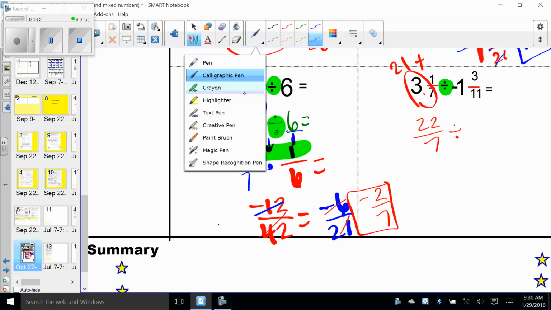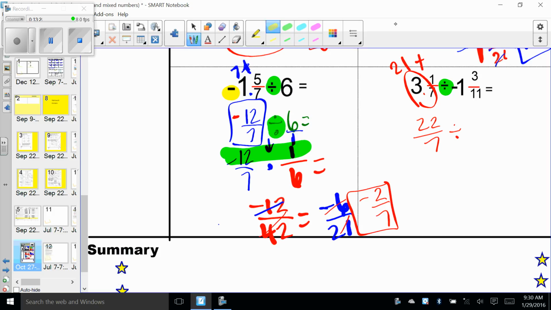Over on the other side, now you have this negative in there. You're going to have to wait on the negative. Hold off on that negative. We're going to convert. 11 times 1 is 11. Add the numerator. Notice it's not a -11. It's just 11. Plus 3 is 14 over 11. And at this time, I'm going to reattach the negative on that 14. That yellow highlight on my screen.